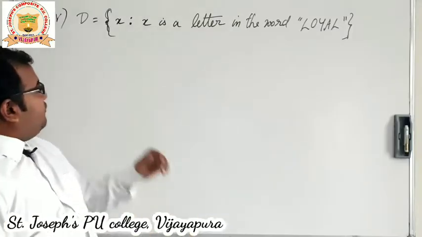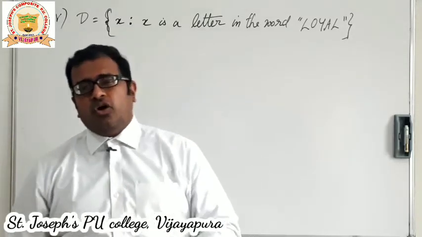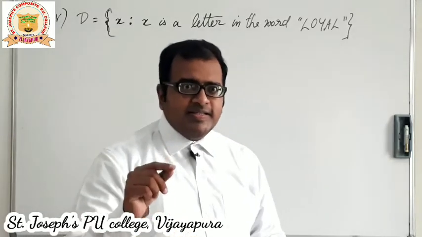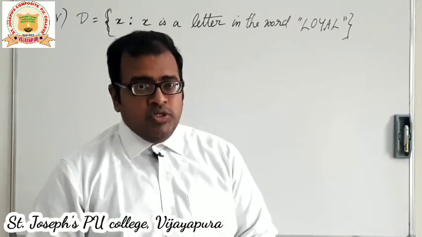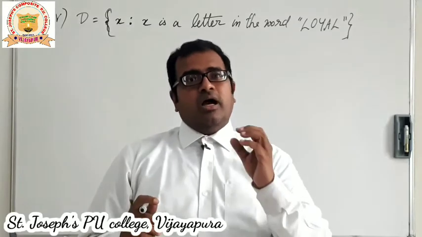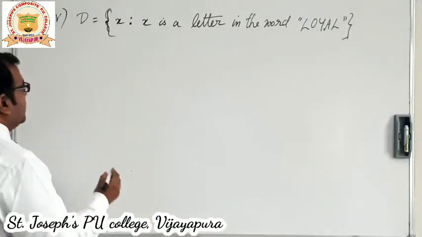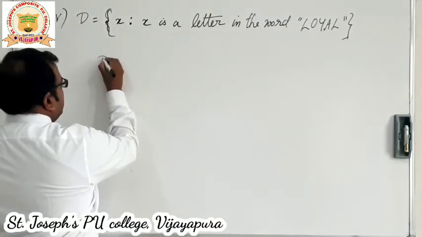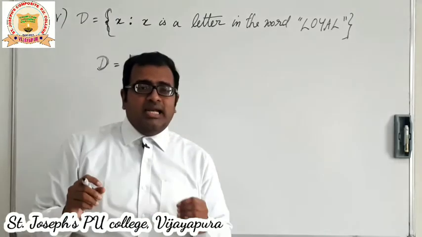Sub question number 4. Set D contains, or is the set of all x such that x is a letter of the word loyal. So loyal is an English word. We have to only pick out the letters from that and write it. That's all. Simple. So D is equal to, only pick out the letters from loyal.